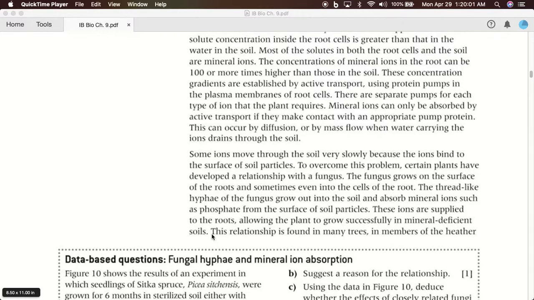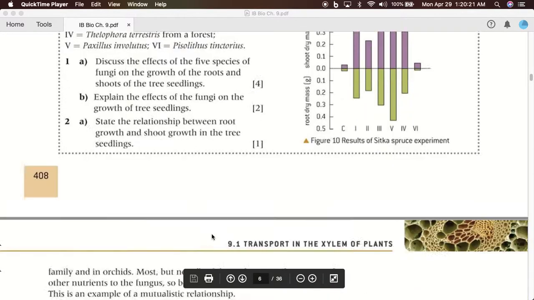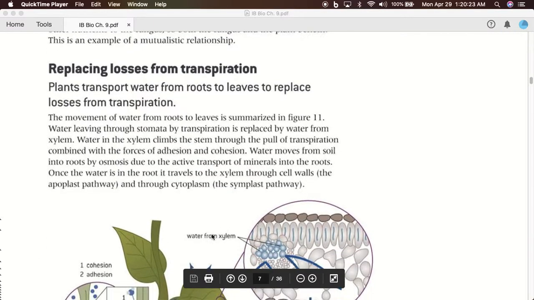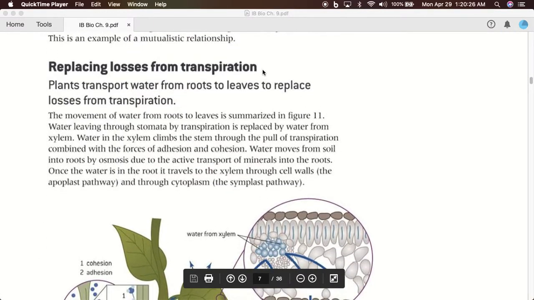So that's just an example of a mutualistic relationship, because the fungi that grow on the roots of these plants are transporting more ions for them into the plant that are needed for growth, and the plant will feed the fungi from the glucose or sucrose that it makes through photosynthesis. Okay, just scrolling along. And then we already talked about transpiration, so you all should understand what transpiration is.